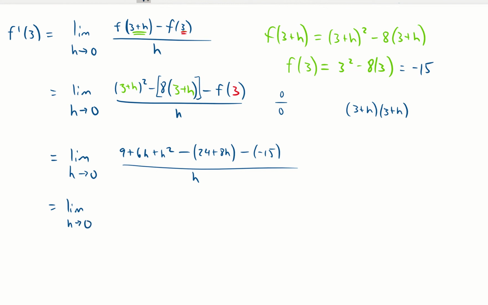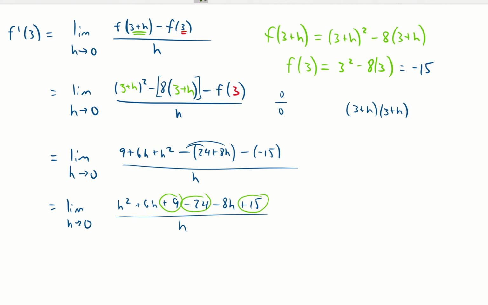Right? I'll rearrange terms a little bit here as I go too, just to try to clarify things. So I have h squared. When I distribute this negative here, I'll have h squared plus 6h plus 9 minus 24 minus 8h plus 15. And hopefully you're noticing something here. If I scan my numerator for the constant terms, I have plus 9 minus 24 plus 15.